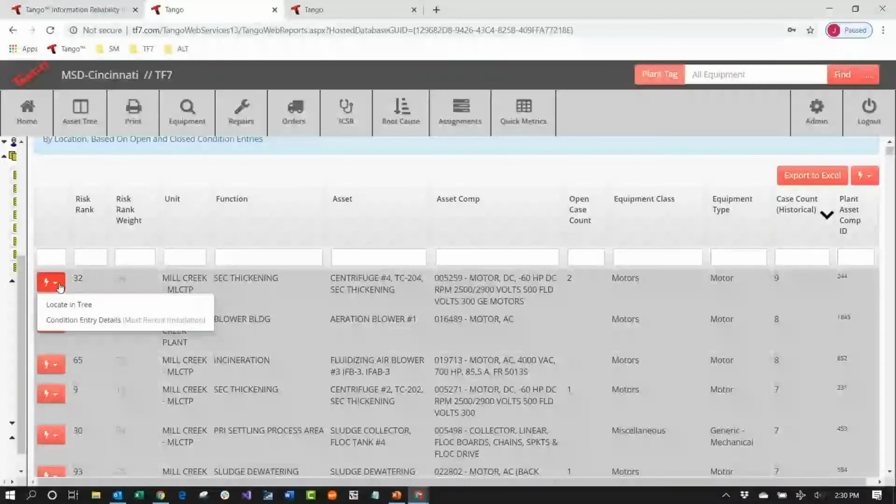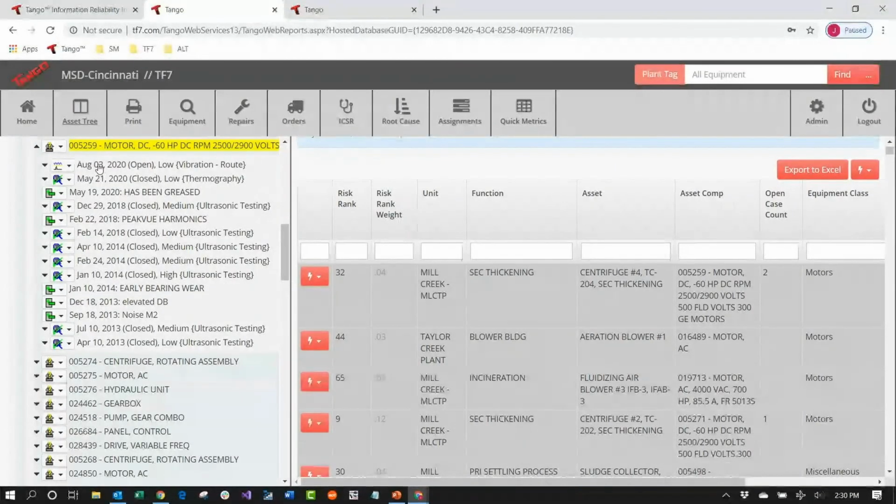And if I want to actually take a closer look, I can go to the menu item for that particular 60 horsepower DC motor that's on the SEC thickening asset. I can locate it in the tree.